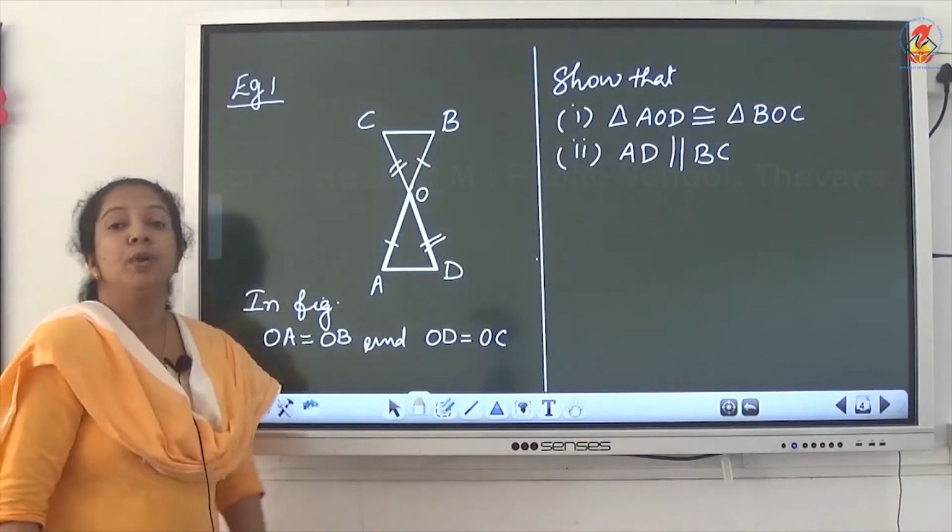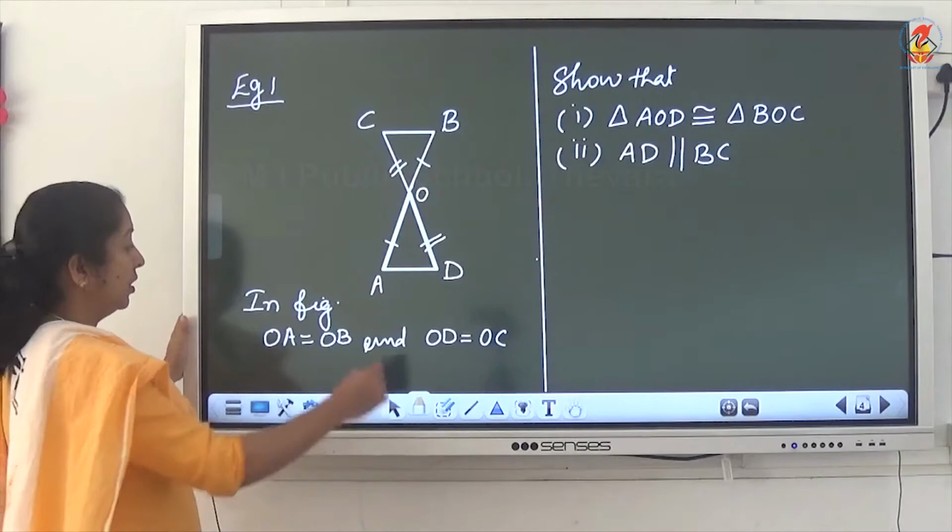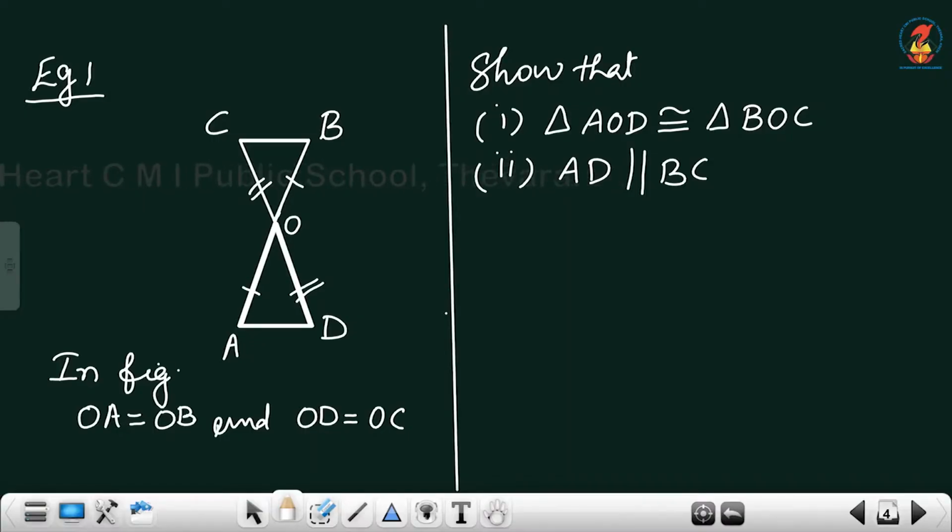So, we are going to do example 1. Example 1: in the figure, OA is equal to OB and OD is equal to OC. Show that triangle AOD is congruent to triangle BOC and AD is parallel to BC. For this kind of problem, what you have to write first are the given things. So, given, that's the first one.